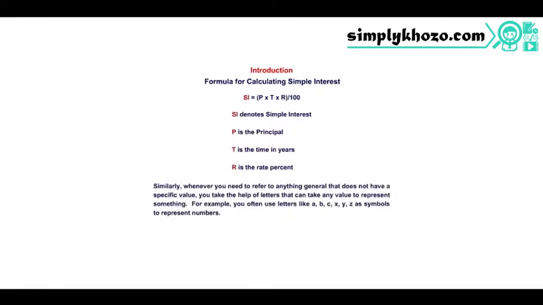You will recall in the previous chapter you used the formula for calculating simple interest, where you used letters like SI, P, T, R to denote simple interest, principal, time and rate respectively. Similarly, whenever you need to refer to anything general that does not have a specific value, you take the help of letters that can take any value to represent something. For example, you often use letters like A, B, C, X, Y, Z, etc. as symbols to represent numbers.